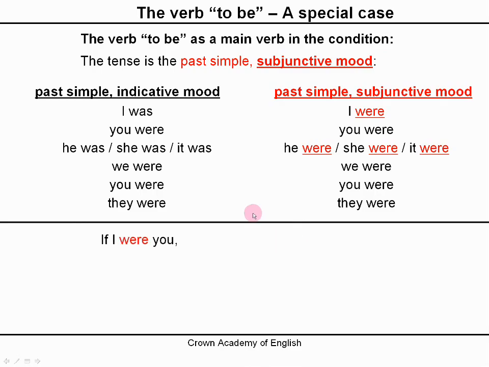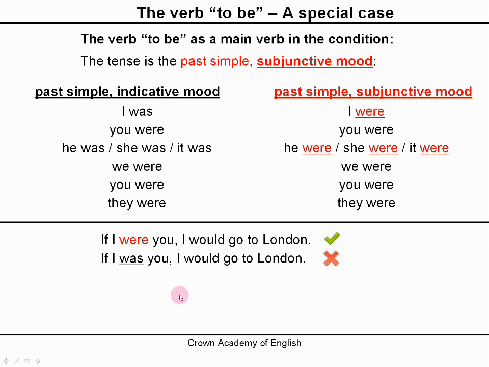Example. If I were you, I would go to London. And this is correct because we are using the past simple subjunctive mood. But this is wrong. If I was you, I would go to London. Okay, because here we have used the indicative mood. We have used the normal past simple. But that is wrong for the second conditional.